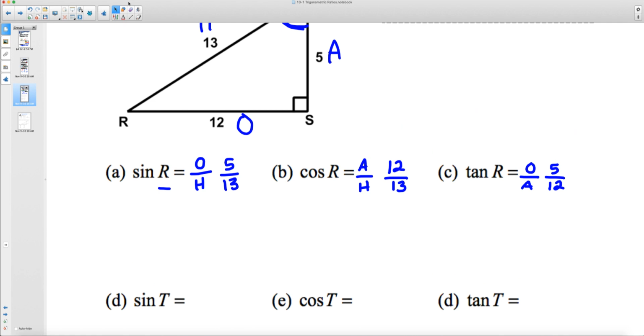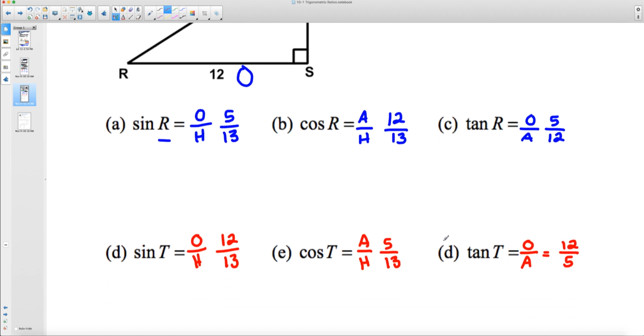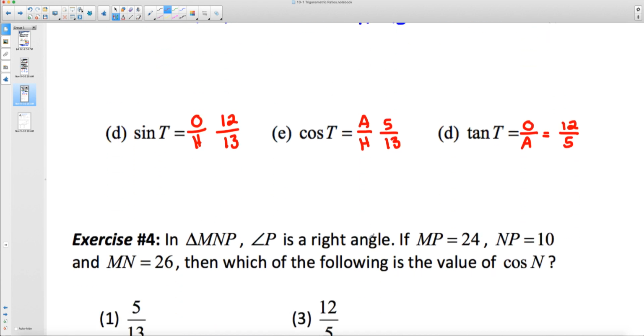Okay. So sine of angle T, sine is still opposite over hypotenuse, but this time since we're looking at it from the perspective of angle T, the opposite is 12. The hypotenuse is still 13. Cosine, again, is still the same. It's still adjacent over hypotenuse. The adjacent side is now 5, and the hypotenuse is 13. And tangent is once again still opposite over adjacent, but the opposite now is 12, and the adjacent side is 5. So again, important to know what angle you're looking at it from.